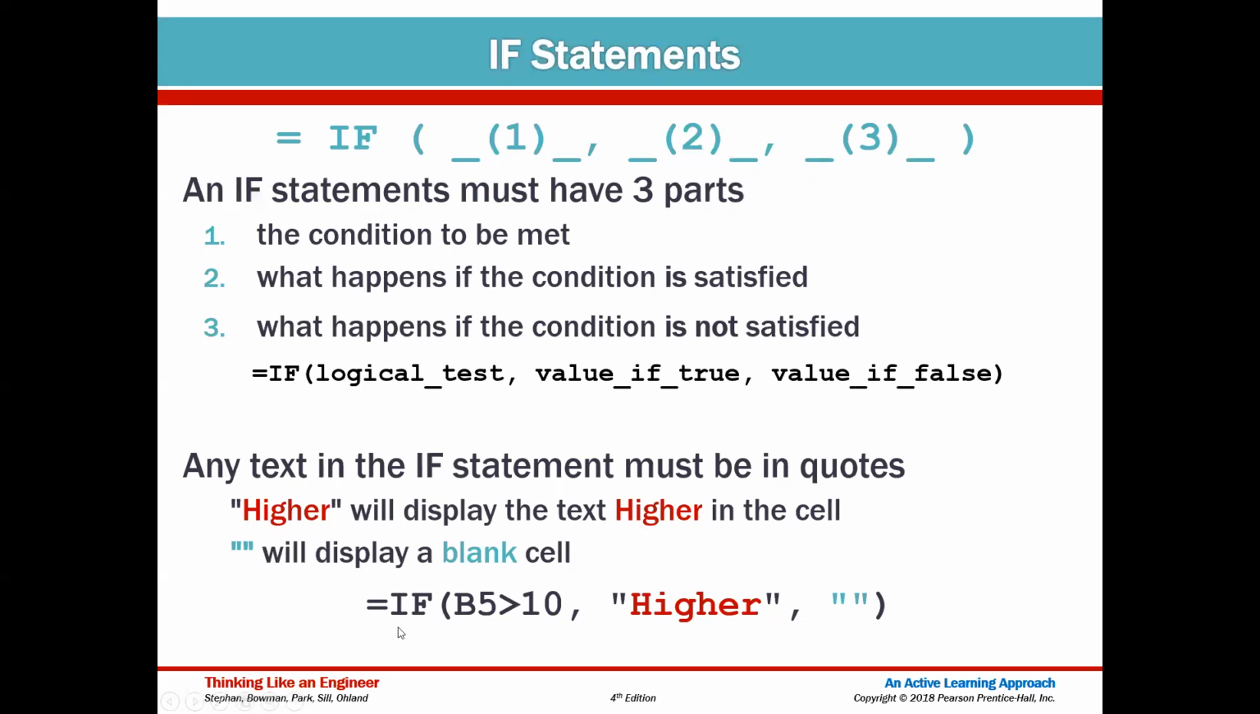And so here in this simple if statement that we have at the bottom of the screen, equals if, then our condition that we're testing is B5 greater than 10. And if it is true, we're going to output the word "higher", noting that higher is in our quotations. And if it's not true, we're going to output this blank cell, or our cell is going to remain blank with nothing in it.